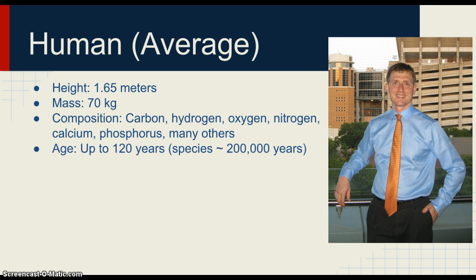Age. Well, humans can live up to 120 years. Of course, that would be a very, very old human. The species itself has probably been around for at least 200,000 years, maybe a little bit longer, depending on how exactly you classify species, which some biologists will tell you one thing, some will tell you something else.